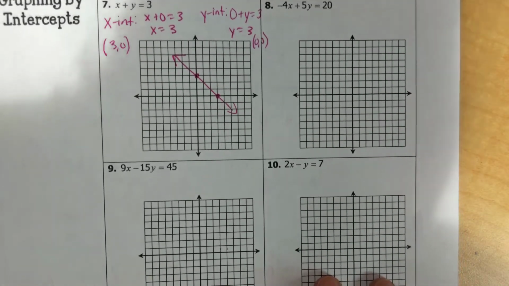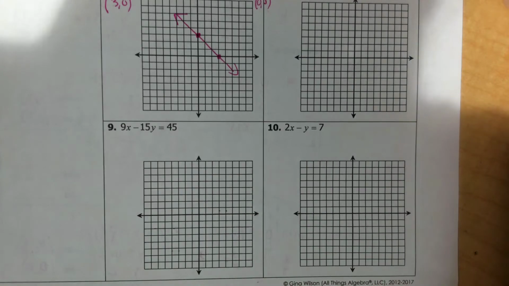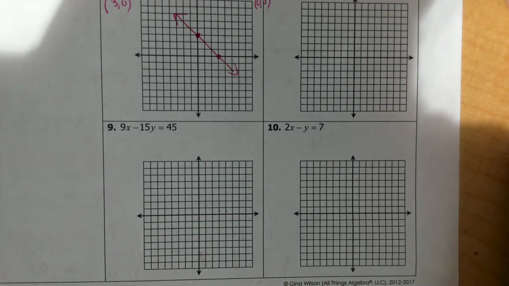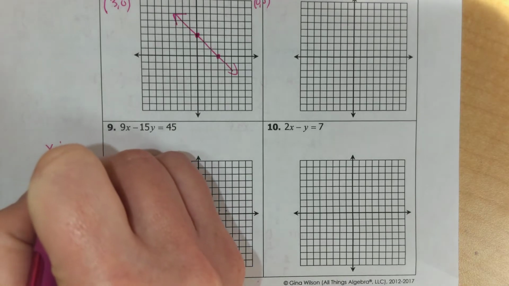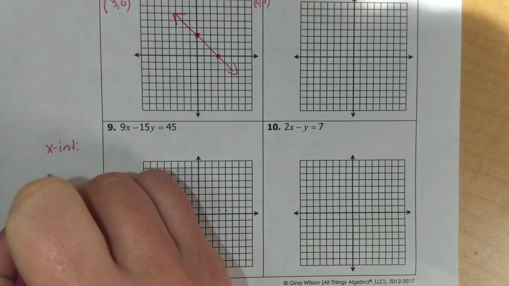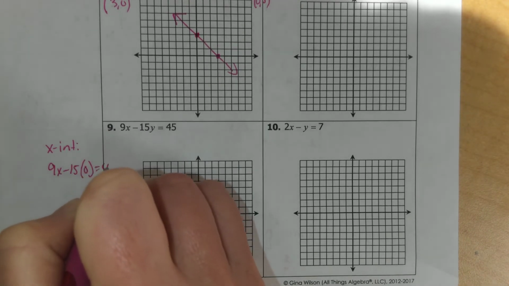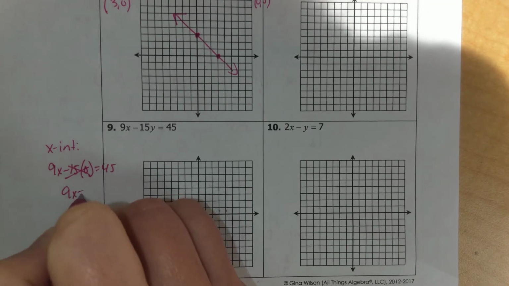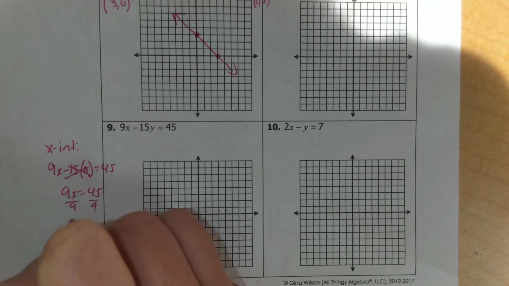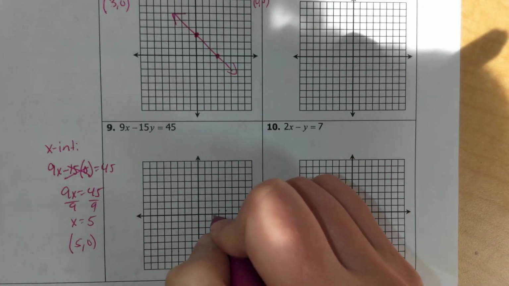Now, I can also graph something a little bit more complex here in standard form with my x and y intercepts as well. So in the first one, to find that x-intercept, remember I'm going to replace the y with 0, so 9x minus 15 times 0 is equal to 45. That 15 times 0 becomes 0, so I have 9x is equal to 45, divide by 9, so x is equal to 5. So my first point is going to be 5, comma 0.